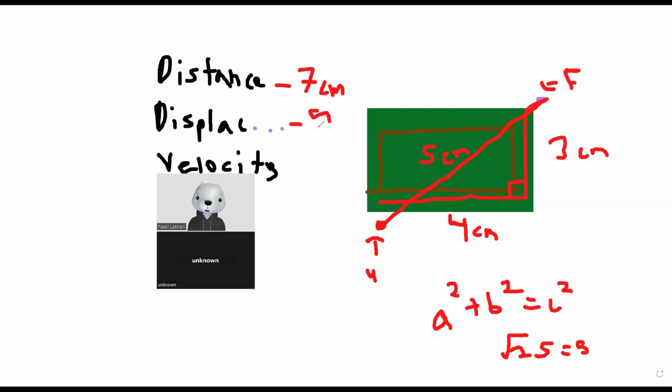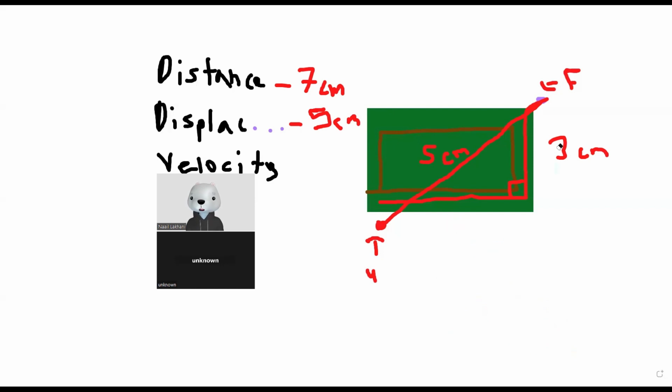Can you see how your displacement is always smaller than your distance? Your total distance, 7, is bigger than your displacement, because displacement is always the shortest route possible. Okay, clear? Now, another concept I want to cover in displacement is that sometimes displacement can be 0.